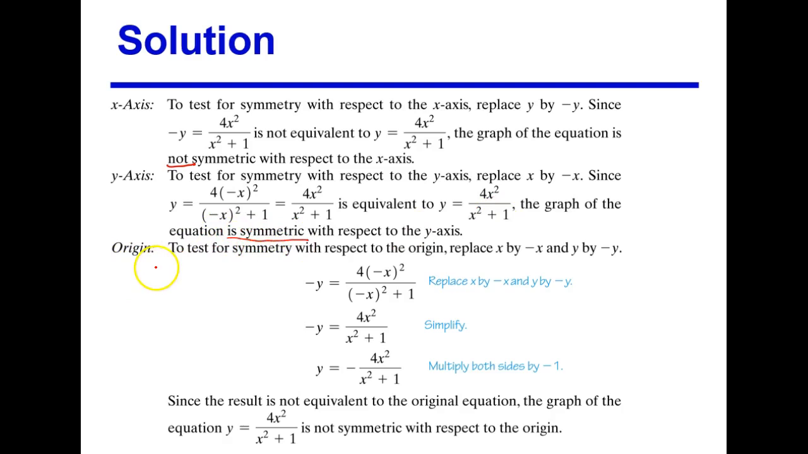Now let's test for the origin. I have to replace both x and y. So I go through and simplify, and to get y by itself, I multiply both sides by negative 1, and I see that they're not exactly the same, so I know that it is not symmetric about the origin.